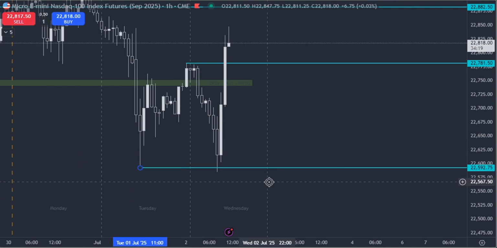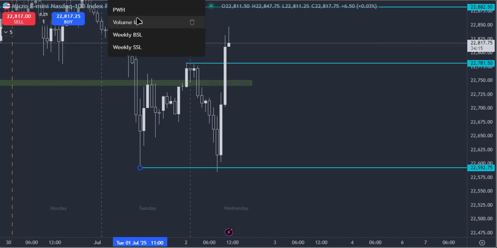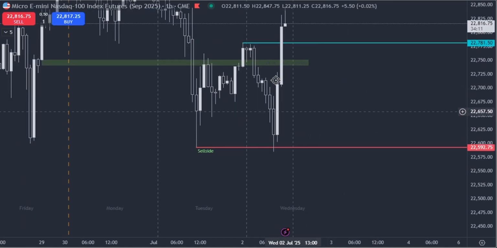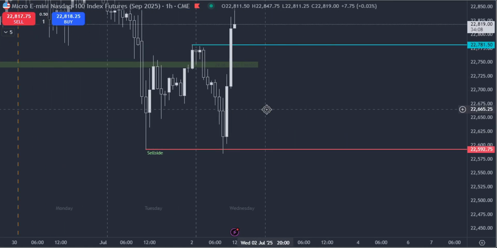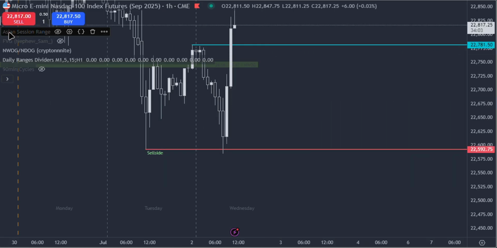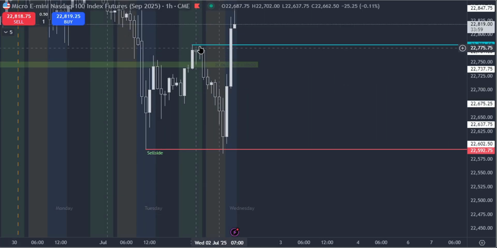We mark the low of that day. So we're going to mark this as sell side. If you see, we swept it. What's low hanging fruit here? Let me put my indicator on. So if you look, low hanging fruit can be Asia session high.